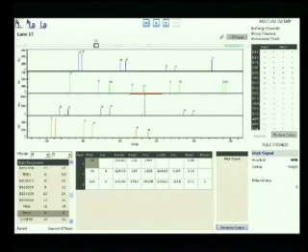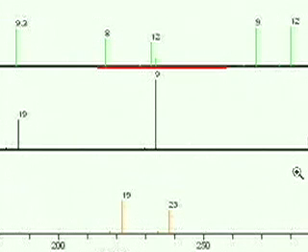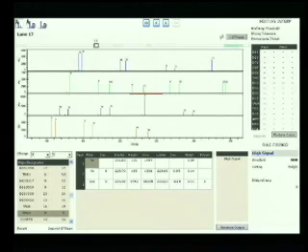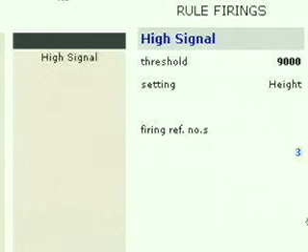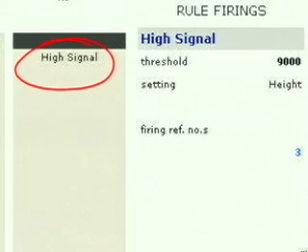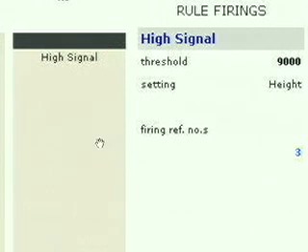Here is the same sample in FSSI Cubed. You'll see that this particular allele, the 9 allele, has been called accurately. Over in the rule firings, you'll see that the particular rule that has fired is high signal, and that the threshold set for high signal here has been set to 9,000. The 9,000 RFU threshold is defined by the laboratory in the rule settings for FSSI Cubed.